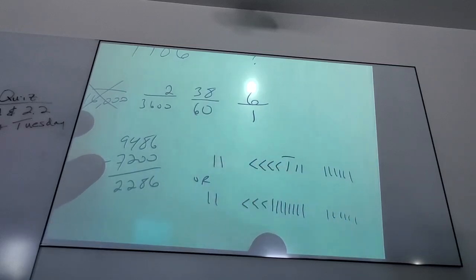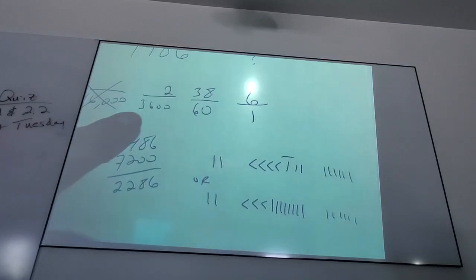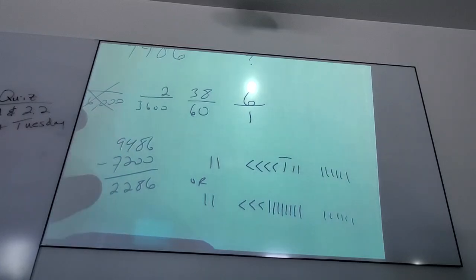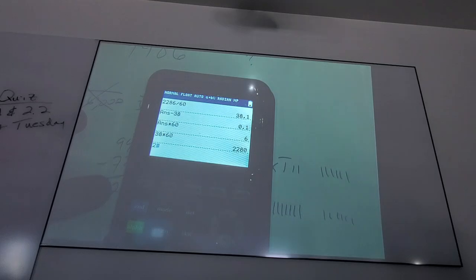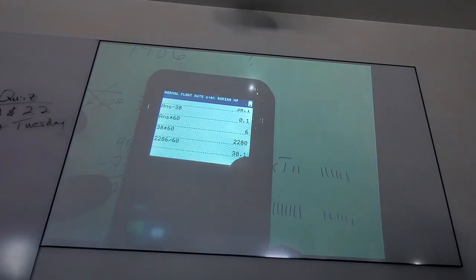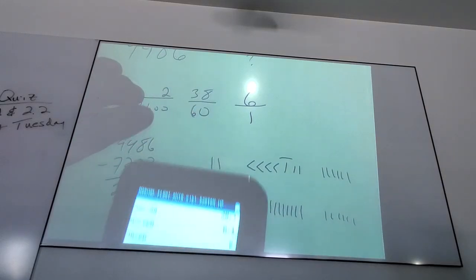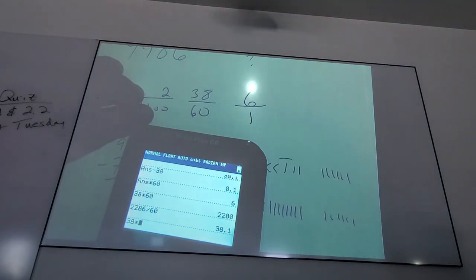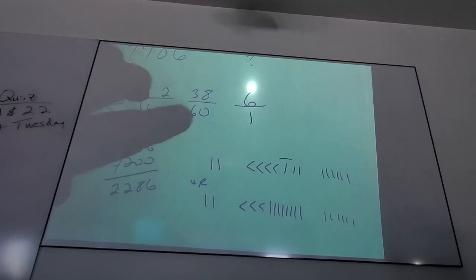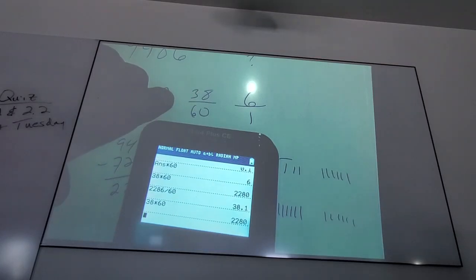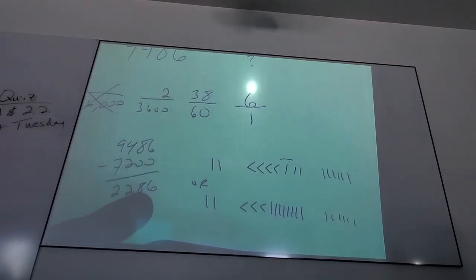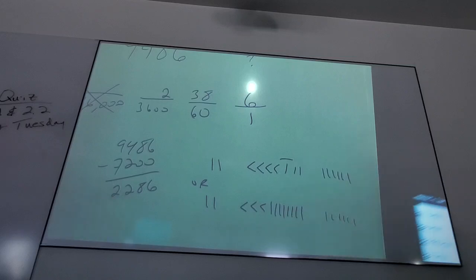You guys with me? Can you just show that, the longer way, just one more time? Sure. I'll do this again. So I had 2286 divided by 60, and that's how we got this. I ignore the 0.1. It goes in 38 times. So what did I just take care of? I took care of 38 60s, right? 38 60s. And that's 2280, which means I have 6 left over. That's all you have to do.